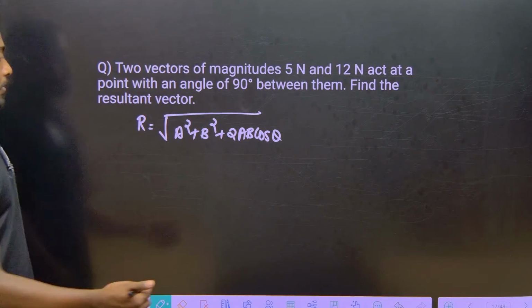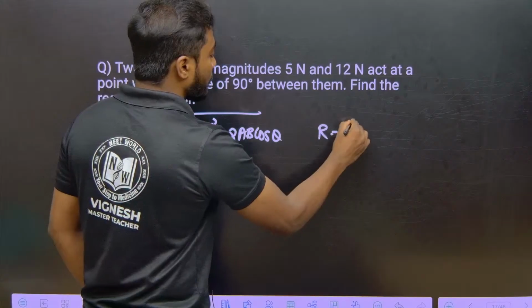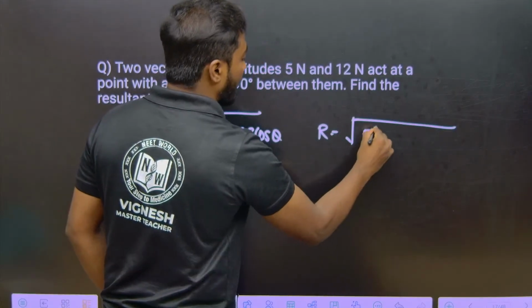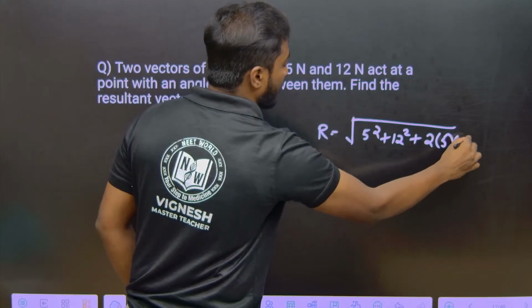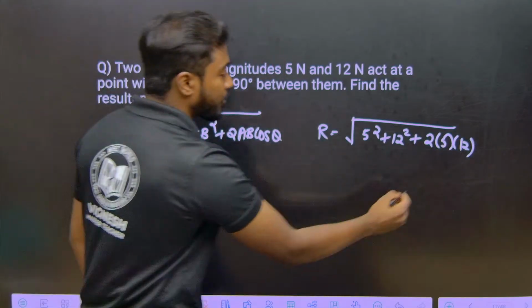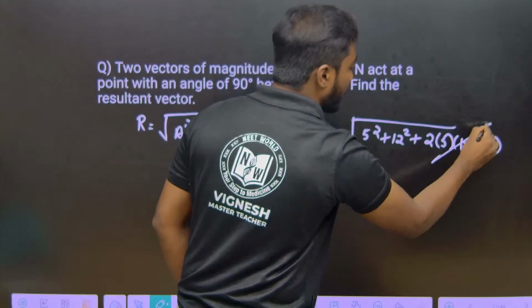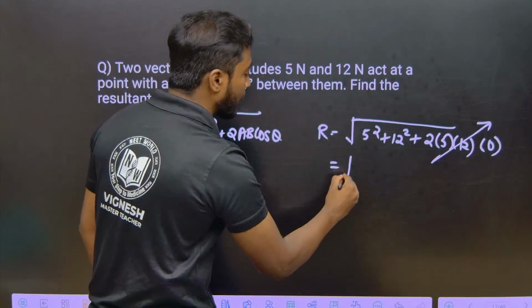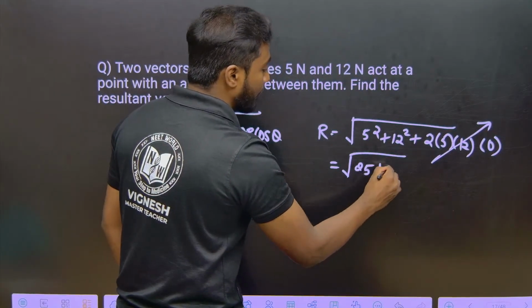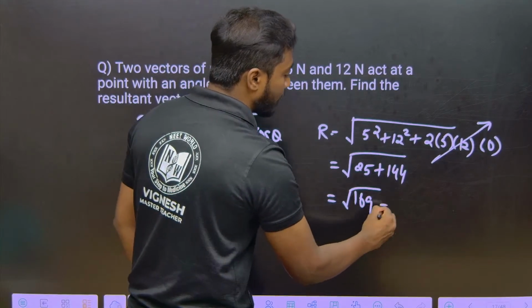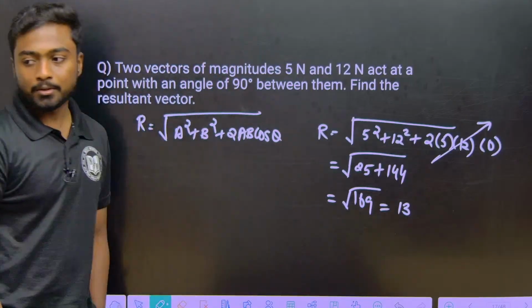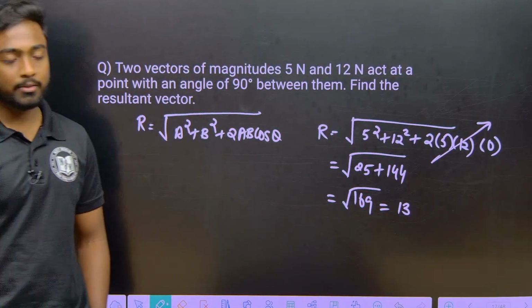13. Okay. So R is equals to under root of 5 square plus 12 square plus 2 times of 5 into 12 cos 90, right? Cos 90 is 0. So total term will become 0 here. So 5 square is 25, 12 square is 144, which is nothing but root over 169. 169 is nothing but 13. So 13 unit is the answer.